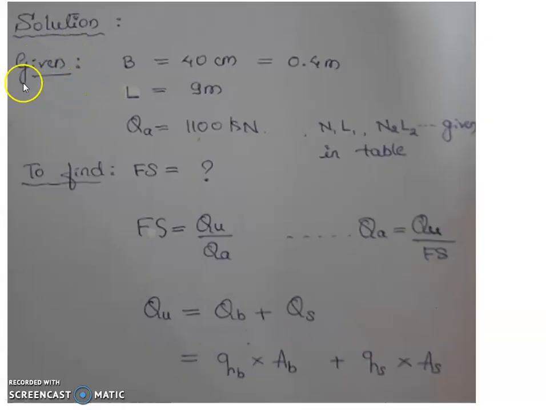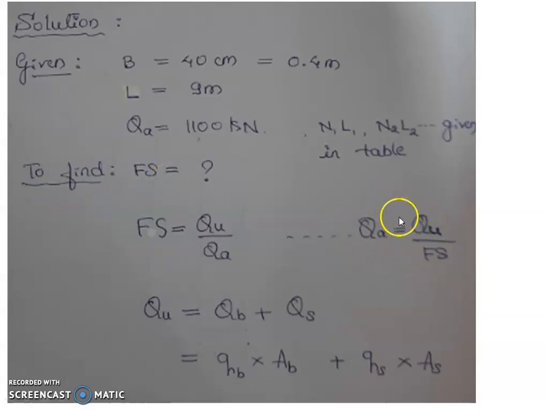To begin with, we will write down what are the given data. The width of the pile is given. It's a square pile, so B is 40 centimeter, and if we convert it into meter, it is 0.4 meter. The total length of the pile is 9 meter, that is for the length for which it is embedded into the soil. QA is 1100 kilonewton, and the values of SPT and the corresponding lengths are mentioned in the table, that is N1, L1, N2, L2 and so on. So with this we need to find out what is factor of safety.